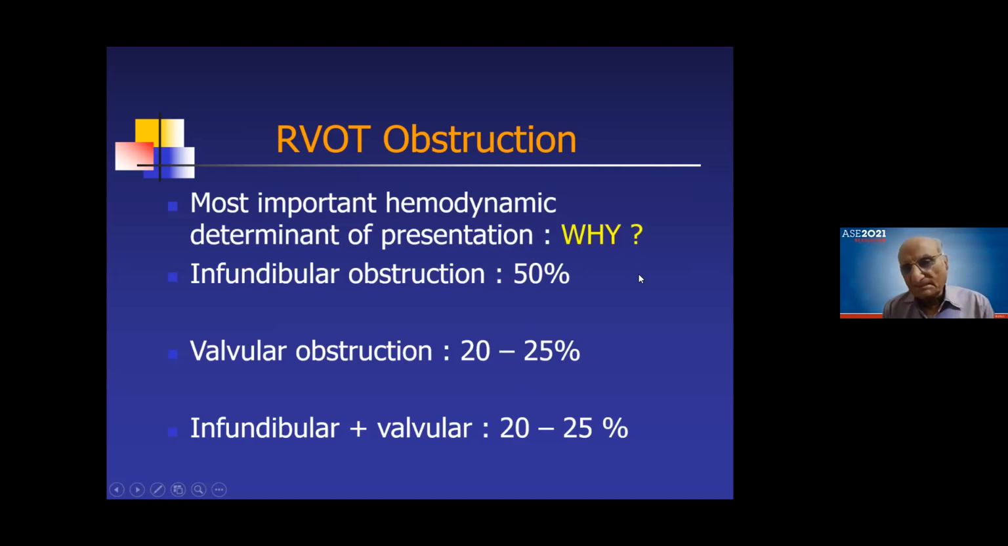Sometimes there is what is known as a pink Fallot's tetralogy. A pink Fallot's tetralogy is one in which all the other lesions are present, but the pulmonary stenosis is so less marked that there is no significant increase in the RV pressure and the flow is still from left to right. So infundibular is about 50%, valvular 20 to 25%, and the rest is mixed. Most of the time, infundibular is the most common.